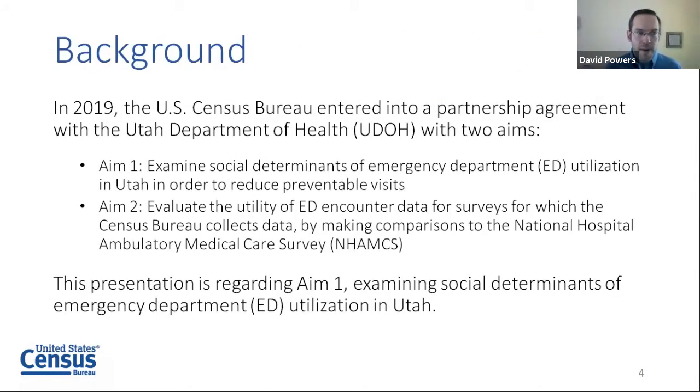So as background, in 2019, the U.S. Census Bureau entered into a partnership agreement with the Utah Department of Health, UDOH, and we had 2 aims. First, to examine social determinants of emergency department, that's ED, utilization in Utah in order to reduce preventable visits. And the second aim was to evaluate the utility of emergency department encounter data for surveys for which the Census Bureau collects data, including the National Hospital Ambulatory Medical Care Survey, NHAMCS. And this presentation is regarding the first aim, examining social determinants of emergency department use in Utah.